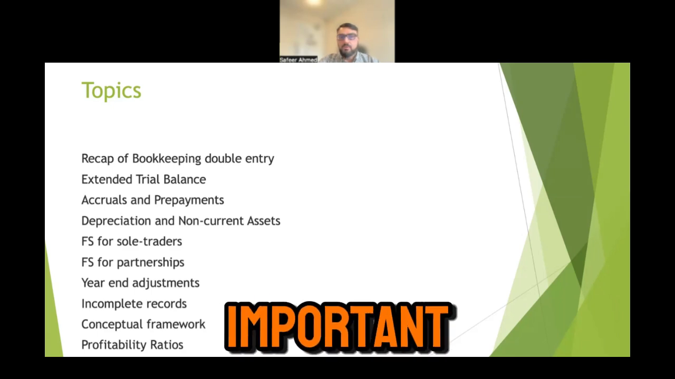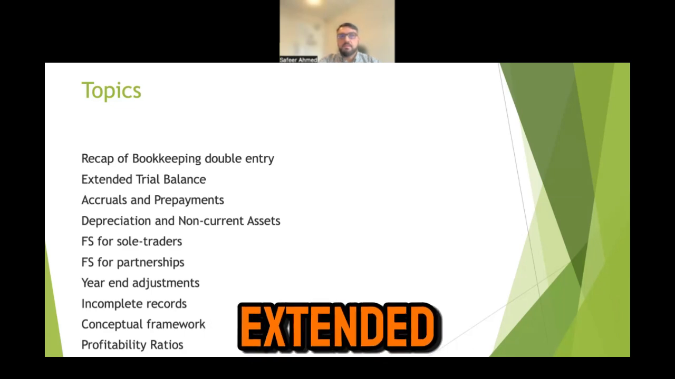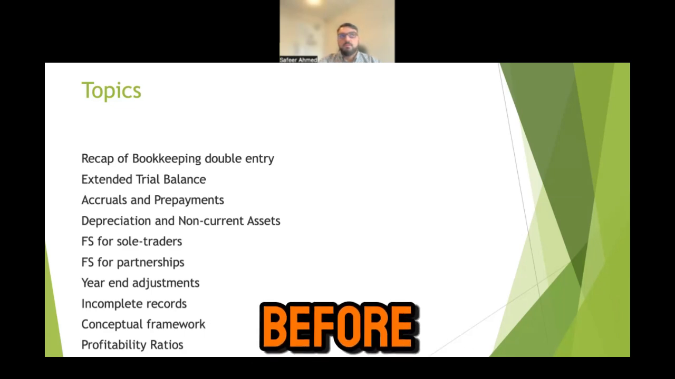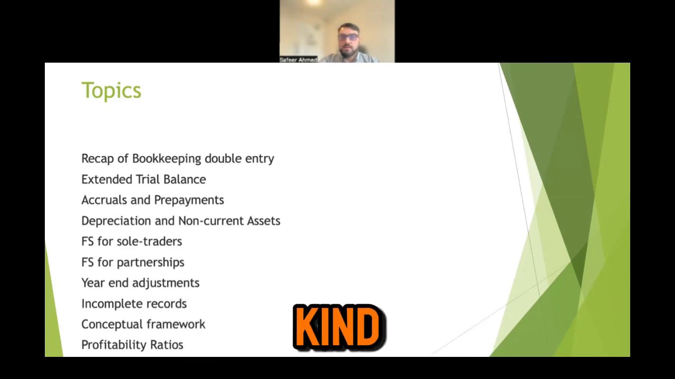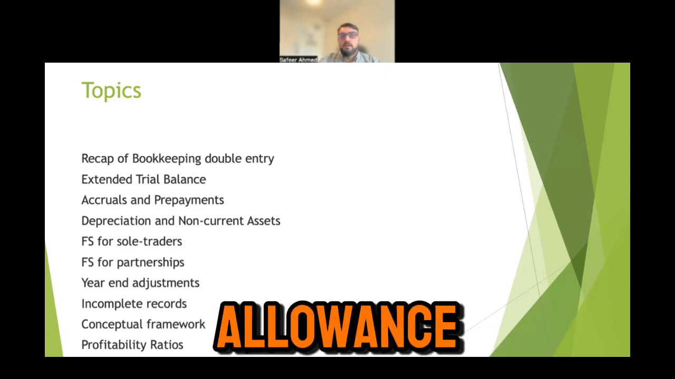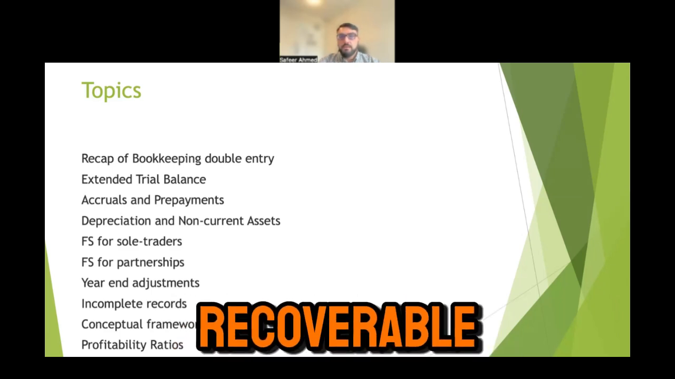And then a quite important topic, which is extended trial balance. This is before we prepare financial statements. We prepare the extended trial balance, so we are identifying which item goes in which of the financial statements, and also taking into consideration the adjustments, year-end adjustments as well. Adjustments, for example, accruals and prepayments, adjustment for depreciation, for closing inventory, things like that, or allowance for doubtful debts or irrecoverable debts.